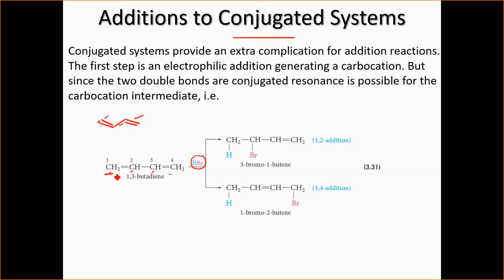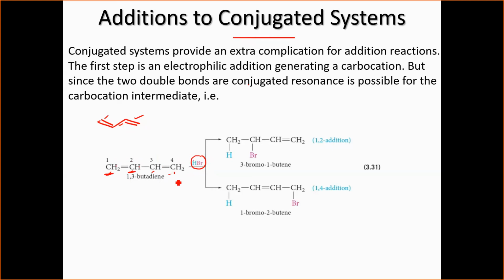Take a look at carbon number 1 and carbon number 2. This one has 2 hydrogens, this one has 1 hydrogen. That means carbon number 1 has 2 hydrogens, so hydrogen will go to carbon number 1, and bromine will go to carbon number 2. Now you might want to ask, why not carbon 1? Why not 4? Yeah, it's also possible. It's the same thing.